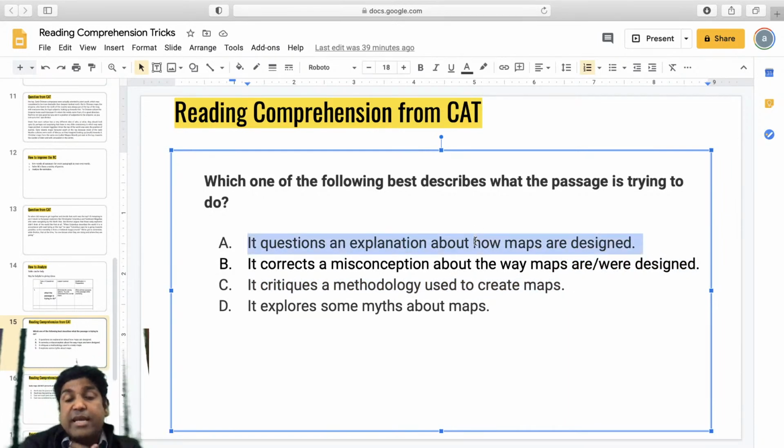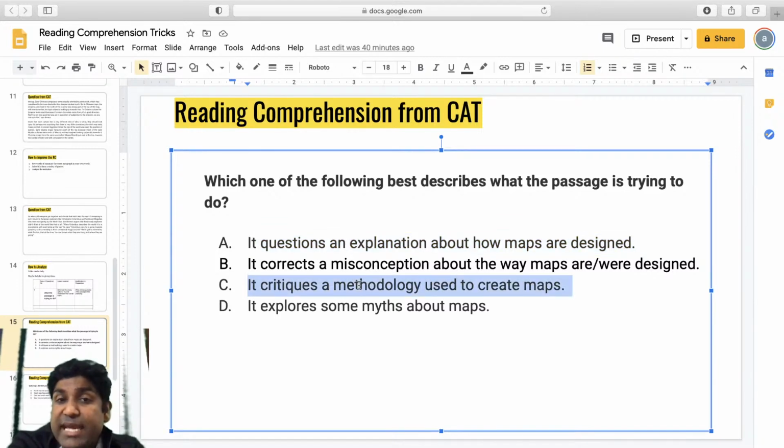So is the passage trying to question an explanation about how maps are designed? No. The passage was trying to sensitize us that north was never at the top, and the reasons why. Also, it said that nobody knew. Even the famous sea explorers and the sailors, they also did not know where they were going. So in a way, it is not questioning any explanation.